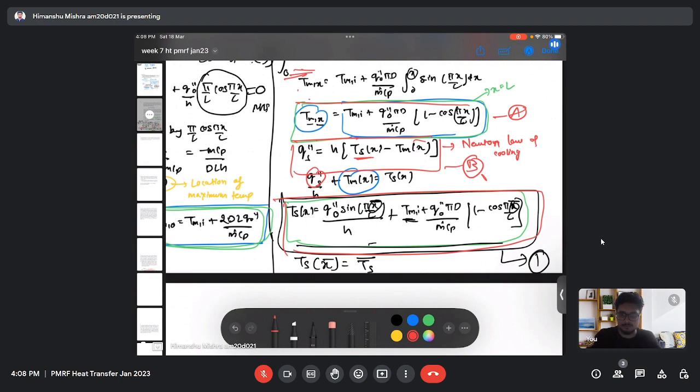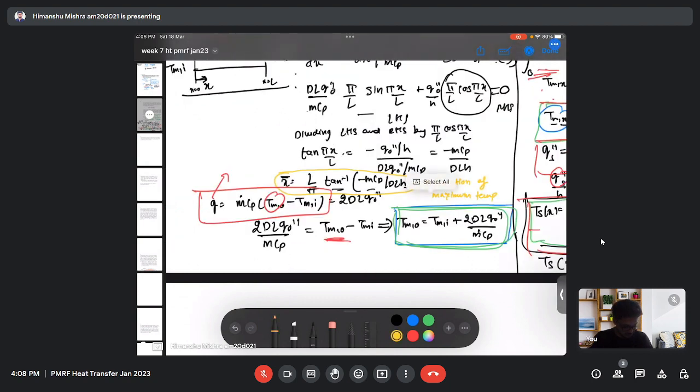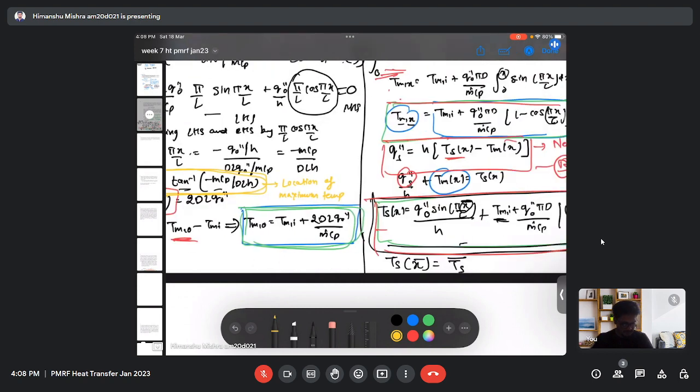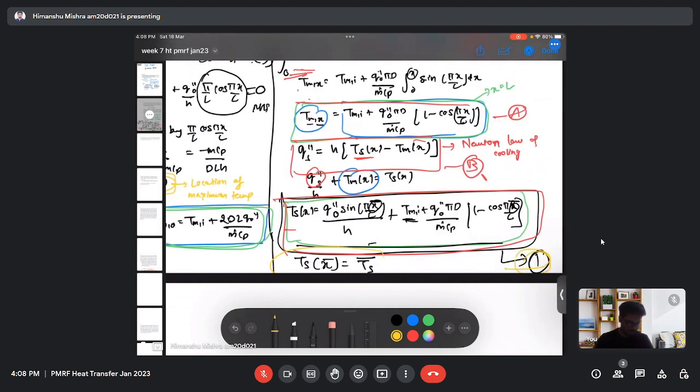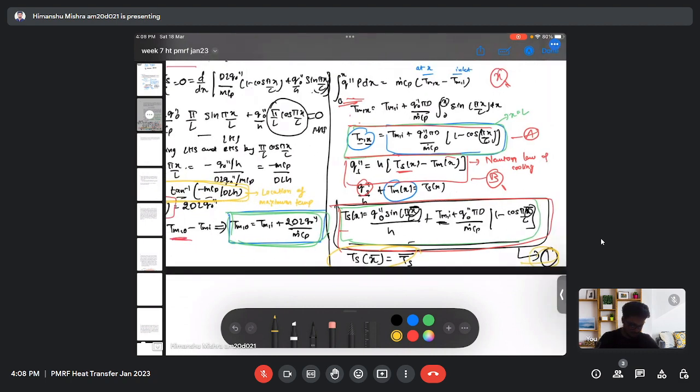To determine the maximum temperature, we take the derivative of this temperature profile and equate it to 0, because the slope will be 0 at the maximum temperature. From there, we can determine the distance where the temperature is maximum, which is some tan inverse relation of properties of the fluid. We again substitute this location into equation 1 to determine the exact magnitude of the maximum temperature. So any doubt in this problem?